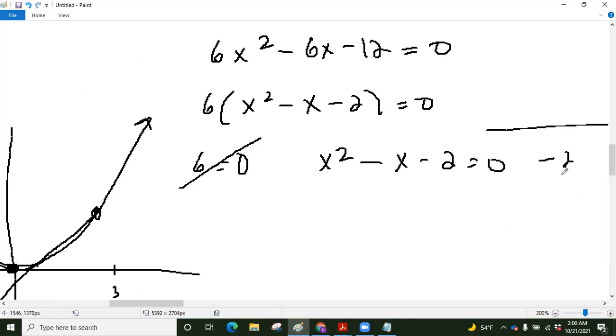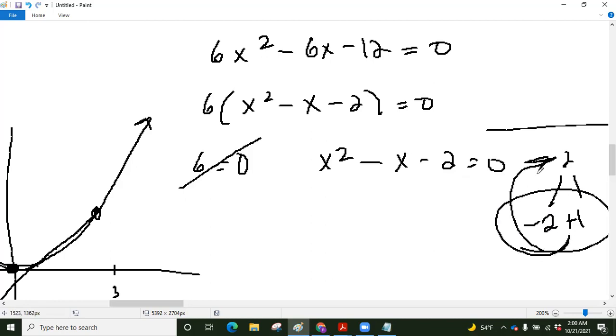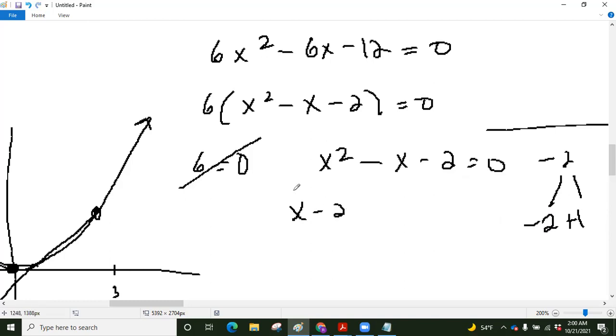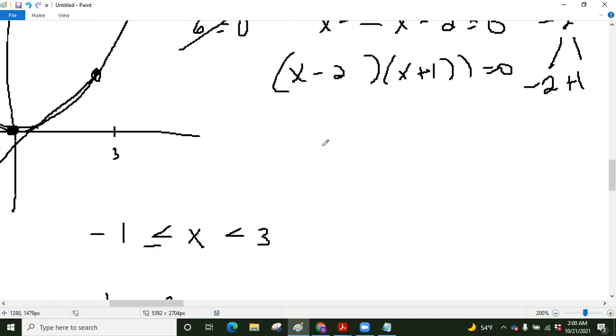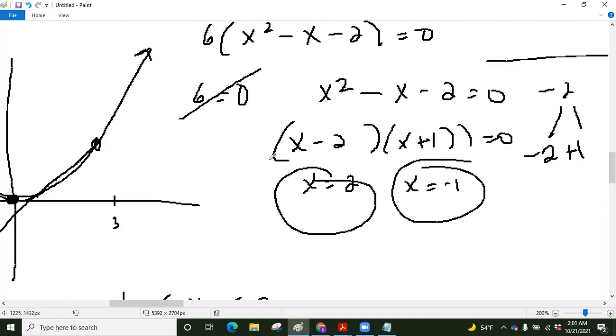We're looking for two numbers that multiply to -2 and add to -1. 2 and 1 come to mind. To make this possible, there must be a negative on the 2 and a positive on the 1, because these two numbers multiply to -2 and add to -1. So this would be x minus 2 times x plus 1 equals 0, and then x equals 2 and x equals -1. These are our critical numbers, x equals 2 and x equals -1.